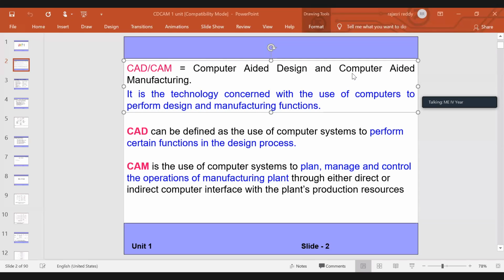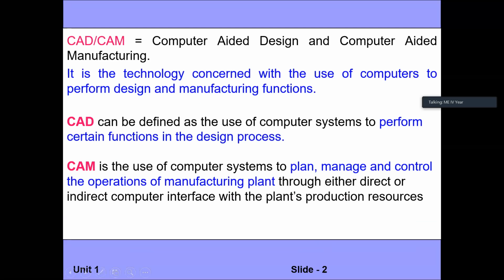How to get the full screen in this one? Is my screen fully visible or is there any problem? Yes, sir. Yes, sir. Right. Okay, sir. Okay, fine.